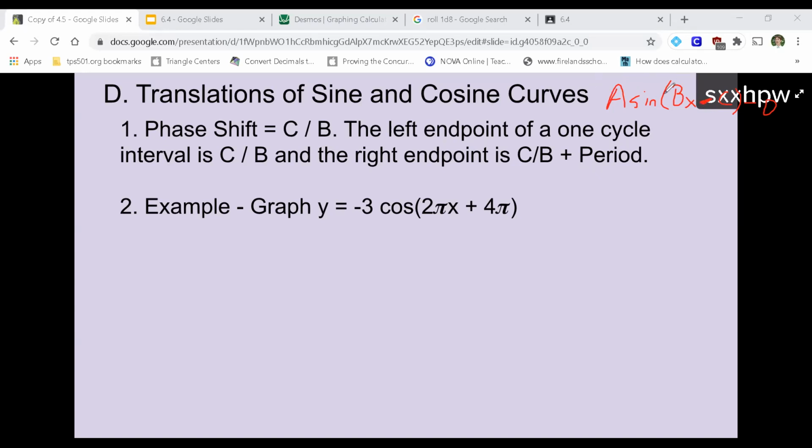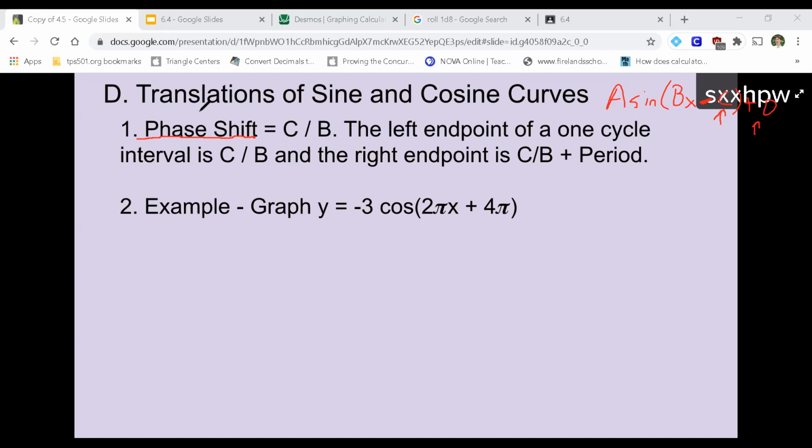Okay, so a sine of bx minus c plus d is how you can write any trig function. So today we're going to talk about what the c and the d values do. The c value controls your phase shift, which is how far your graph is translated to the left or right. Again, there is a little catch.